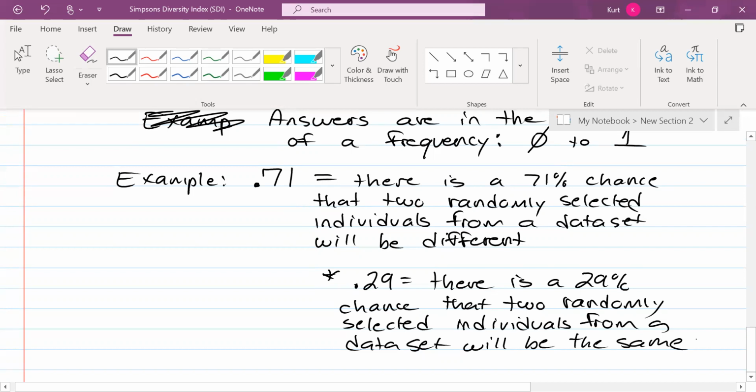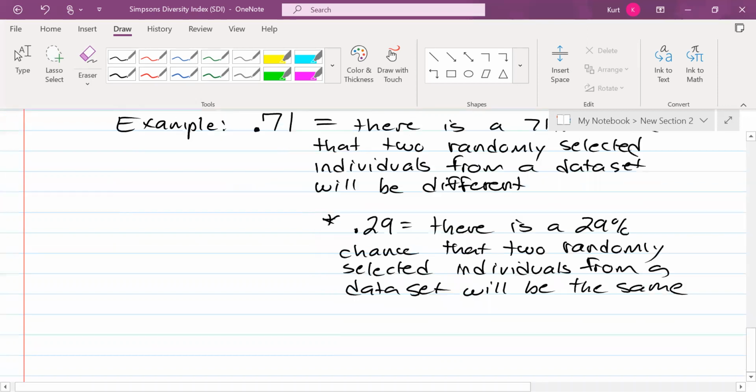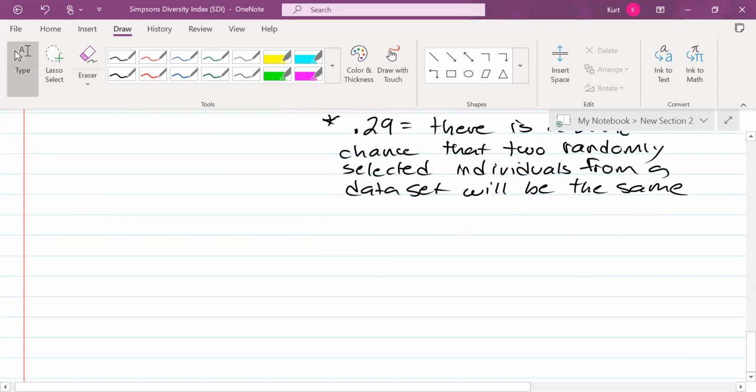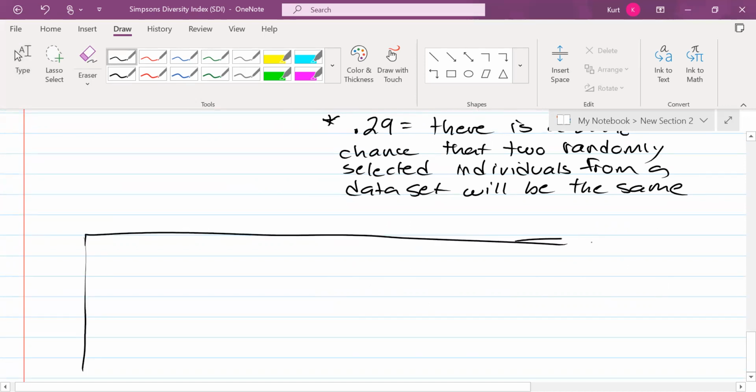So, as I say, it's not always going to be easy to just look and say, oh, this class is all dark-haired kids. You know, it's not very diverse. It's not that simple. So, you're going to have larger communities. So, let's do an example. I'll do half of it. I want you to do the other half, and then you're going to spend the rest of the time working on your assignment for today. Okay, so let's make your data table.